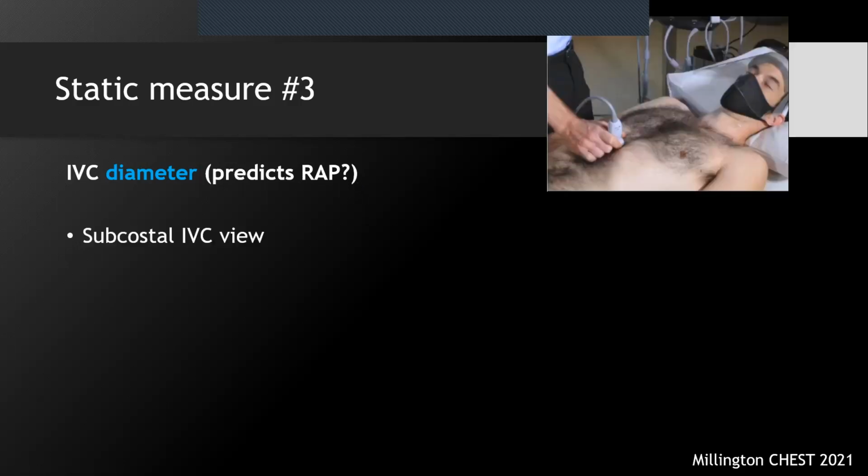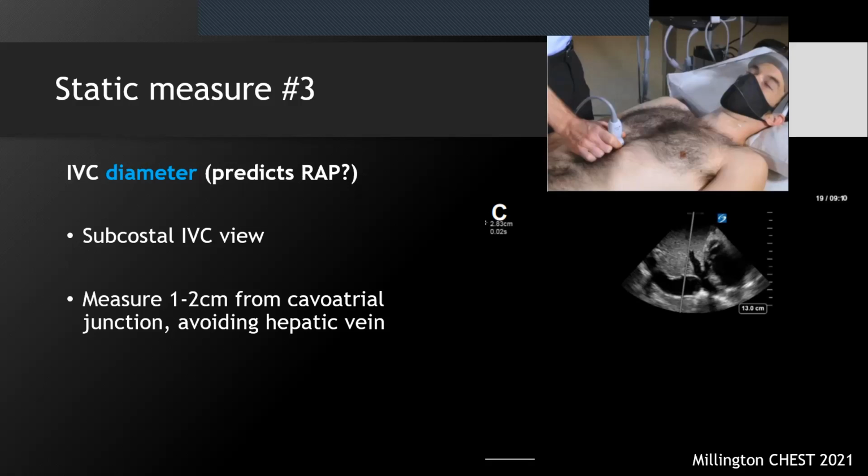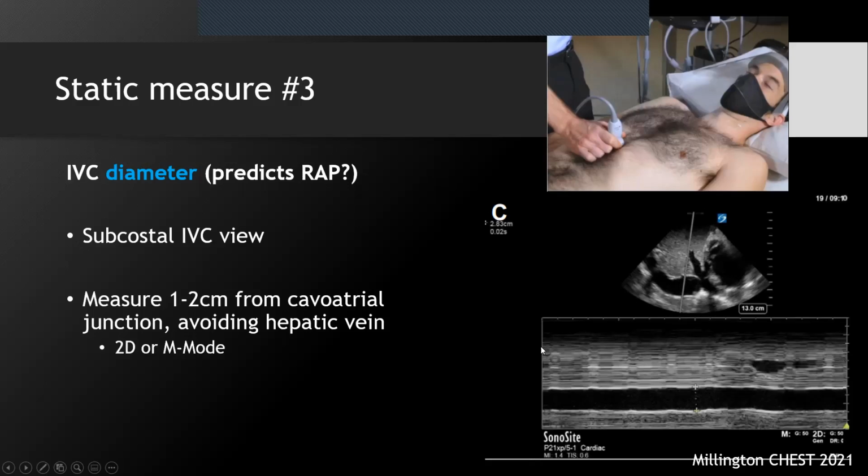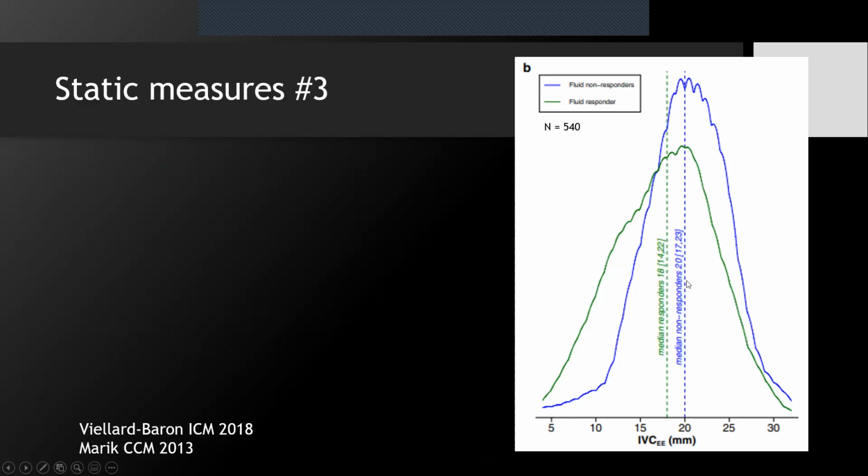And to get the IVC, as you know, you go in the subcostal IVC view, and you have to measure 1 to 2 centimeters from the cavo-atrial junction. You have to avoid the hepatic vein, which is sometimes easier said than done. And you can use 2D or you can use M mode just to get the diameter of the IVC, and then you can try to make some assumptions.